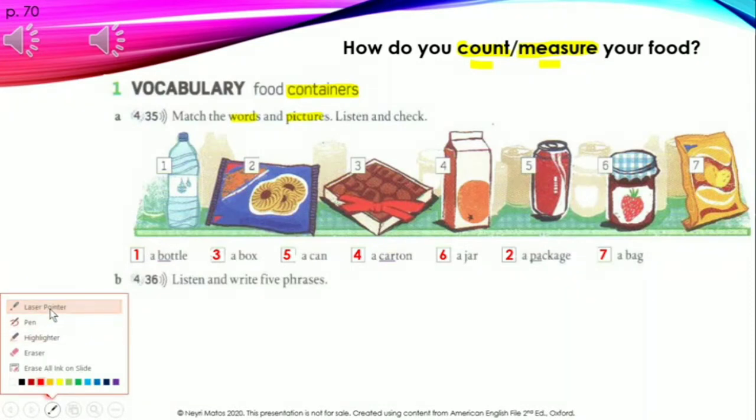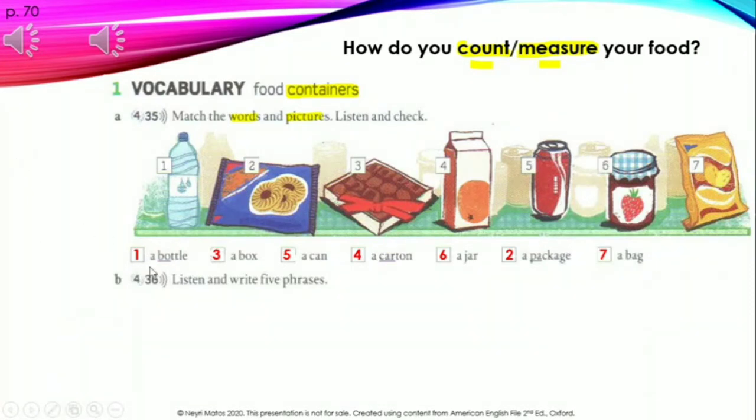Now let's listen to these words so you can repeat, okay, and remember the words, right? Let's go.